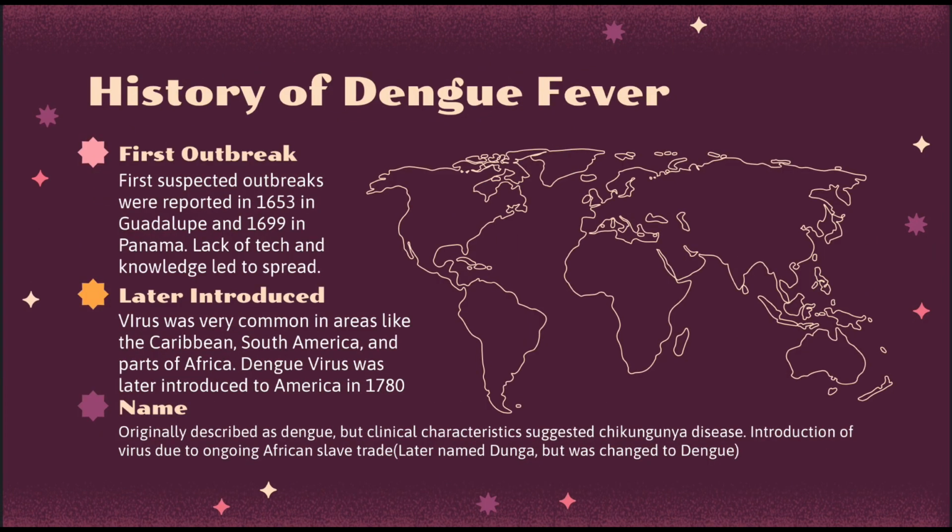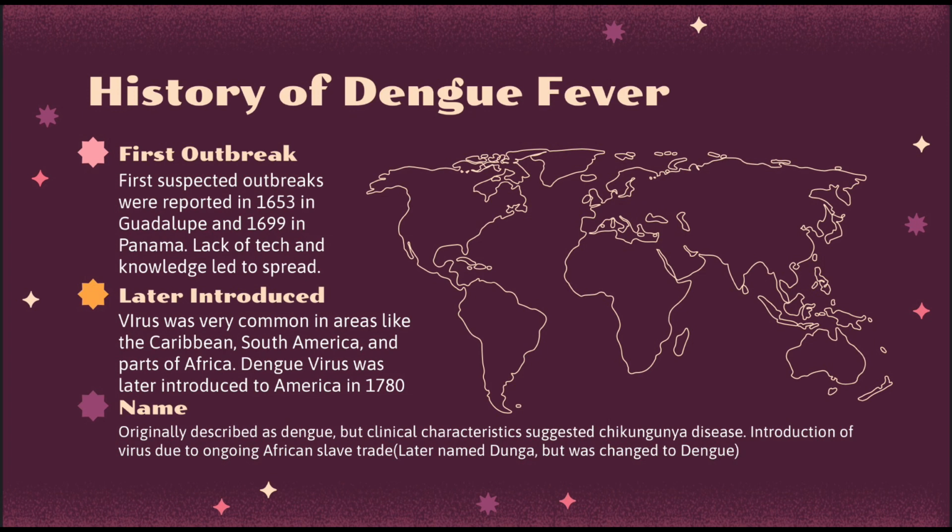And now for the history of dengue fever. Its first outbreaks, or first suspected outbreaks, were reported in 1653 in Guadeloupe and 1699 in Panama. This spread was due to the lack of technology and knowledge about the fever. Then it was later introduced. The virus was very common in areas like the Caribbean, South America, and parts of Africa, and the dengue virus was later introduced to America in 1780.